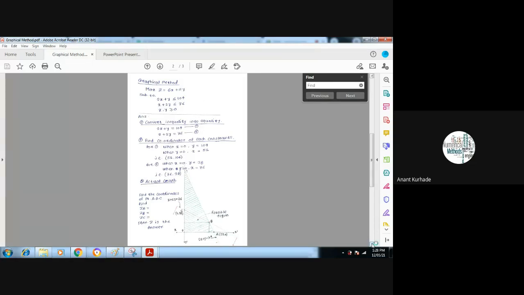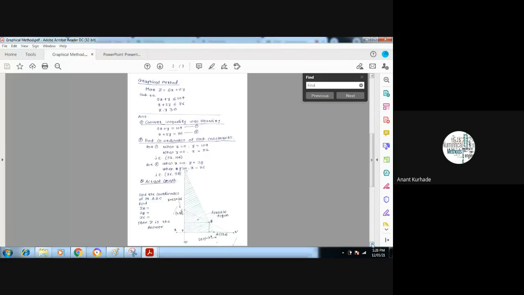Now see graphical method. Same problem. Maximize z equal to 6x plus 11y subject to the constraints 2x plus y less than or equal to 104, x plus 2y less than or equal to 76, x, y greater than or equal to 0. So on Monday we have studied this.